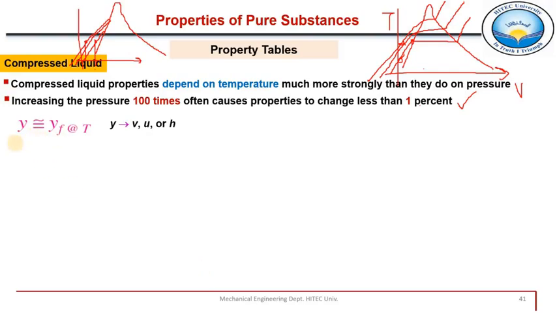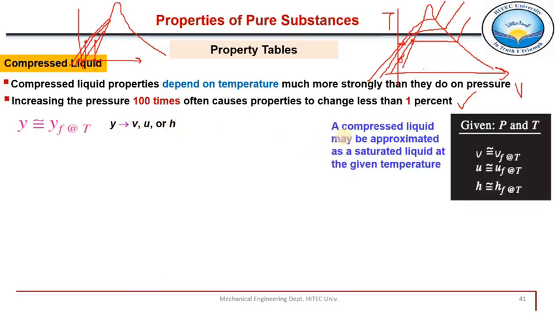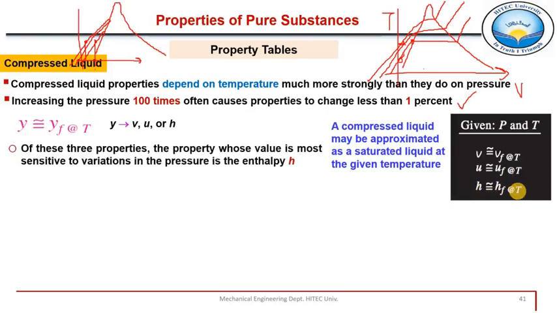Okay, so that is the assumption that any thermodynamic property Y can be assumed equivalent to the corresponding thermodynamic property of saturated liquid at that temperature. This Y could be specific volume, internal energy, or enthalpy. Right. So compressed liquid may be approximated as a saturated liquid at a given temperature. For example, given P and T, we can take V as Vf at that T, U as Uf at that T, H as Hf at that T, and the effect of pressure is negligible.